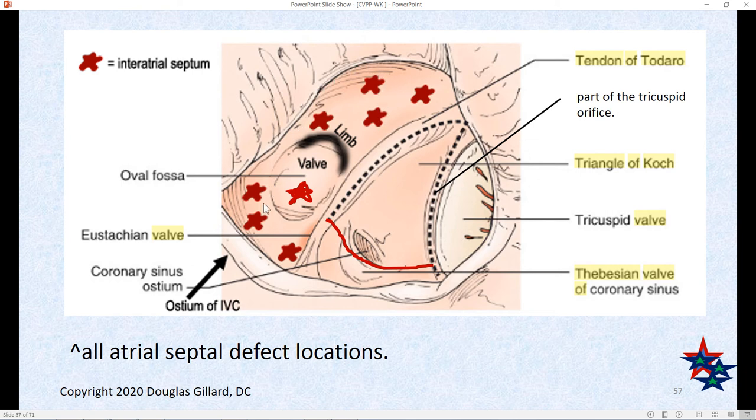Here's that same view that we looked at with the right wall of the heart removed, and we can see the fossa ovalis. So these are all the possible locations of atrial septal defects. The ostium secundum defect, which we'll talk about next time, occurs in the valve. That's by far the most common. But these defects could occur right through the thicker part of the interatrial septum as well.